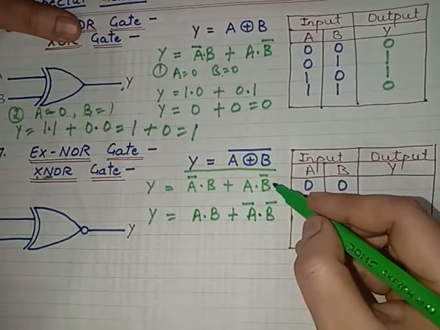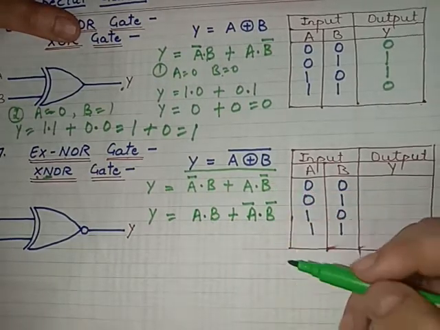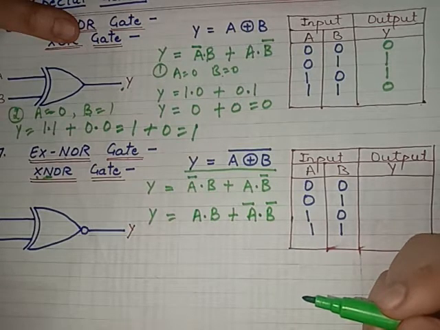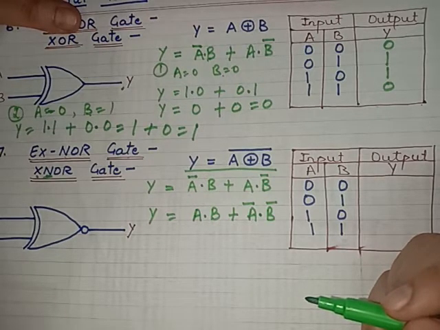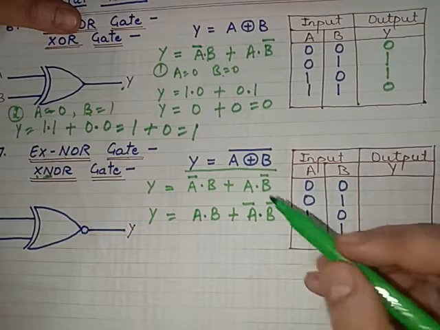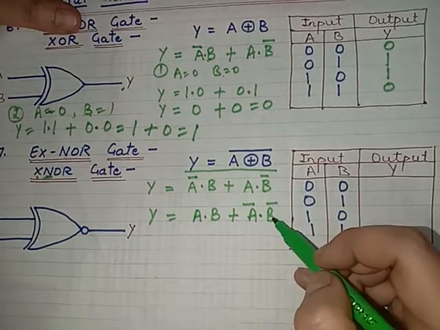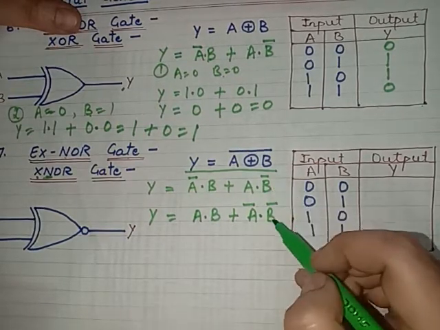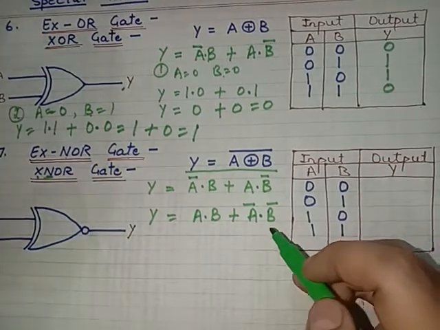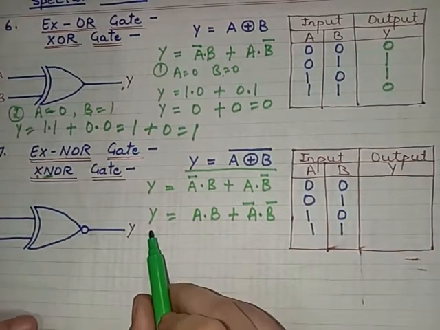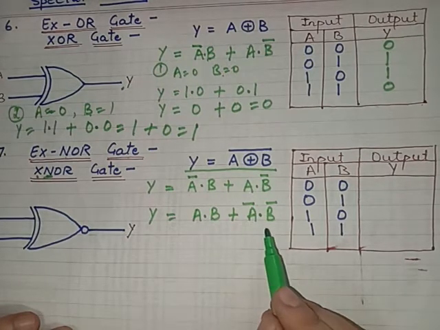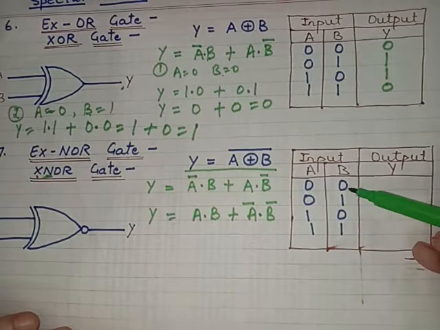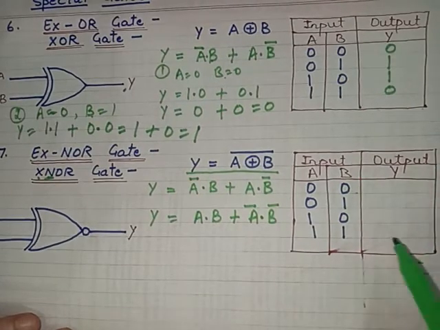And how this simplification has been done, for that you have to check my lecture on Boolean algebra and the simplification of logic functions. I will give the link in the description box. There you will also see how to simplify an equation. So now this is the simplified form, that is Y is equal to A into B plus A bar into B bar.